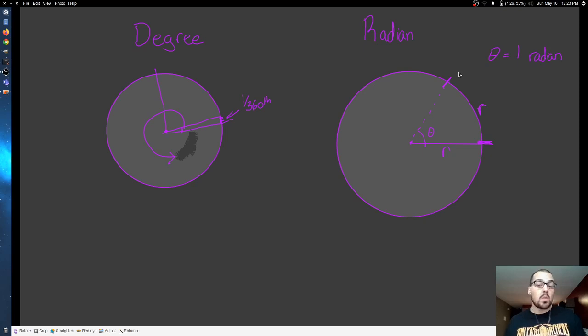Okay, so that's what a radian is. You'll notice 1 radian is a lot bigger than 1 degree. So what's the conversion between the two? Well, let's think what we know about circles. In particular, let's talk about what we know about the circumference, because this is the outside of the circle, right? How many times can I wrap this radius around itself?